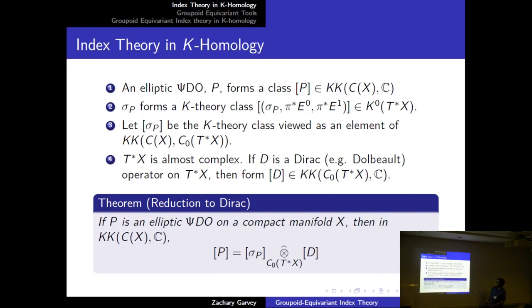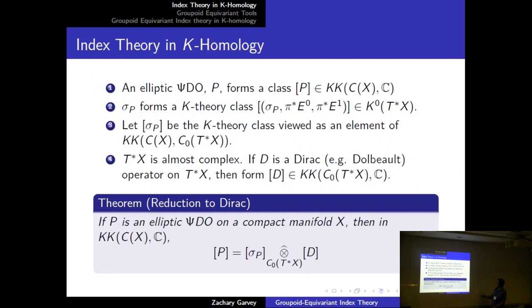Sorry, let me continue with this first. The T*X here is actually almost complex. You can look at the sort of vertical component and horizontal component, and you can form a Dolbeault operator for the tangent bundle or cotangent bundle. And this Dolbeault operator is elliptic, so it's an elliptic differential operator, and it forms one of these K-homology classes.